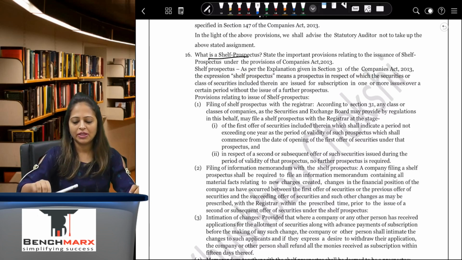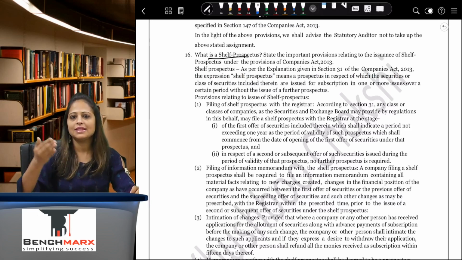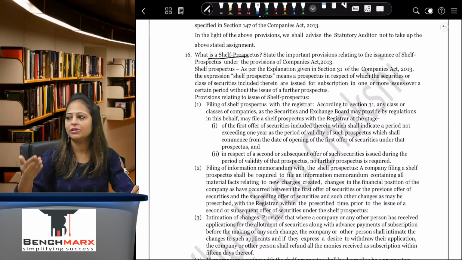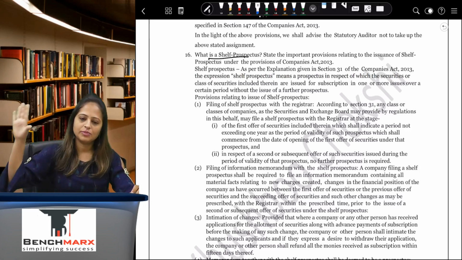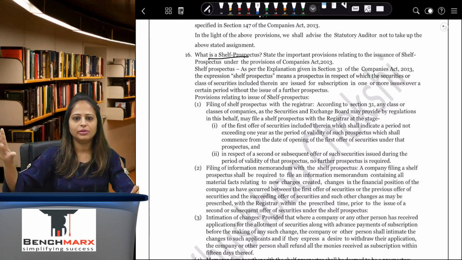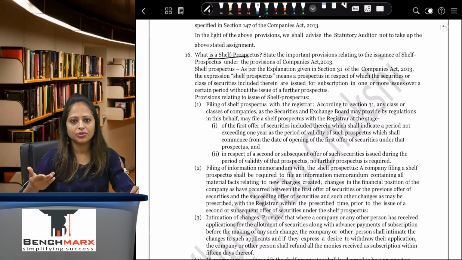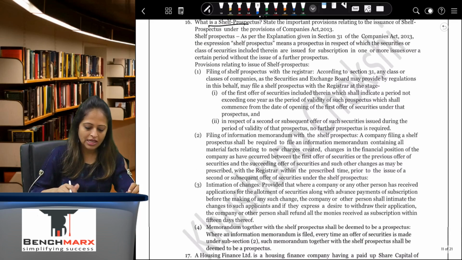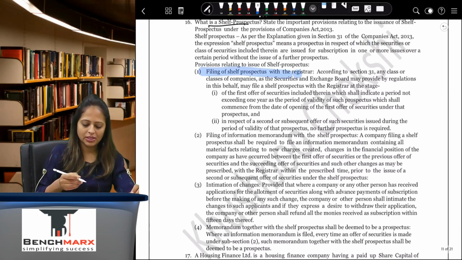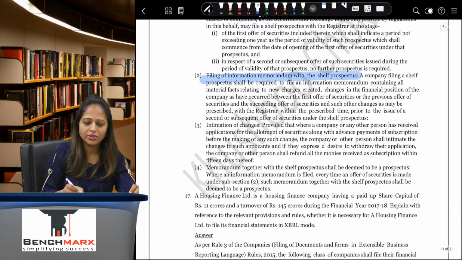So here, a shelf prospectus, we'll say, is when we want to issue the same kind of securities within a period of 1 year, then we have a prospectus on the shelf, and that will be called a shelf prospectus, so that we don't have to issue a prospectus every time we want to issue the same kind of security. Then we'll explain that you have to file the shelf prospectus with the registrar, and the filing of information memorandum.